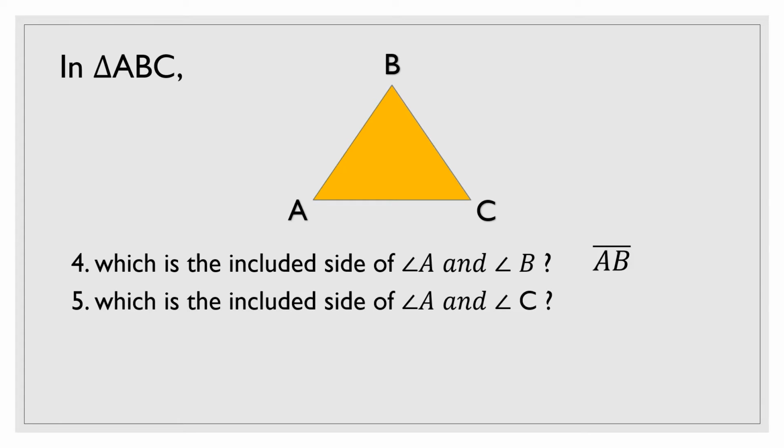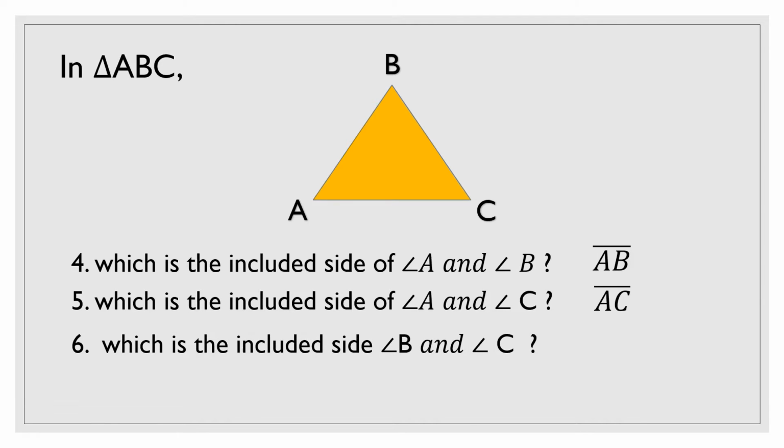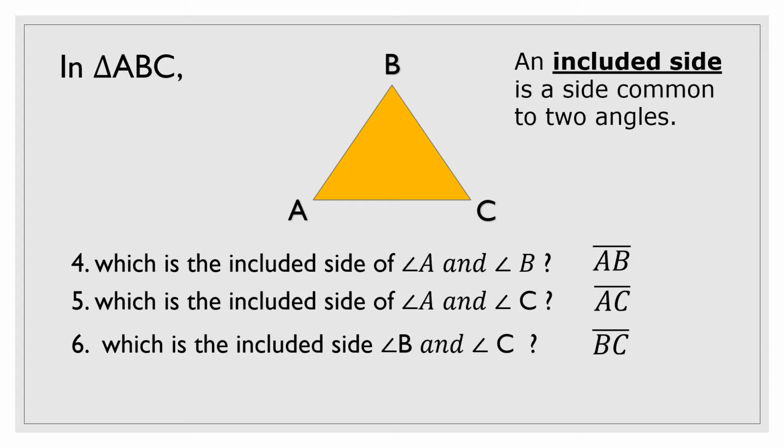Which is the included side of angle A and angle C? The correct answer is side AC. And which is the included side of angle B and angle C? Your answer is correct. It is BC. An included side is a side common to two angles. So let's say side AB is common to angle A and angle B.